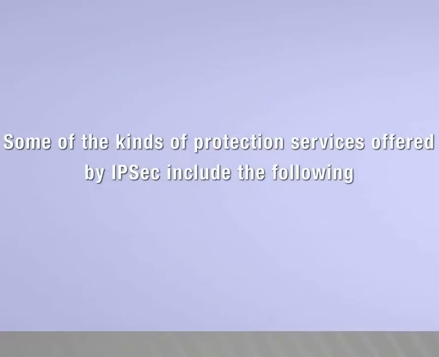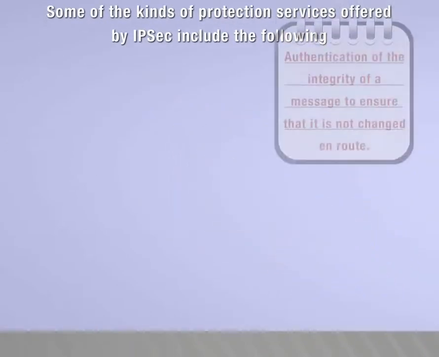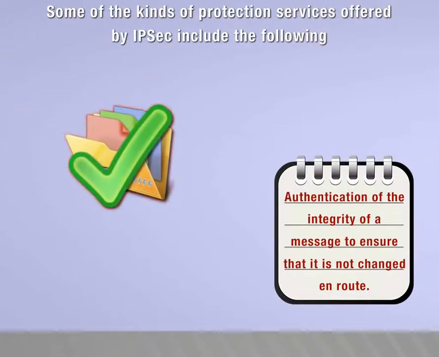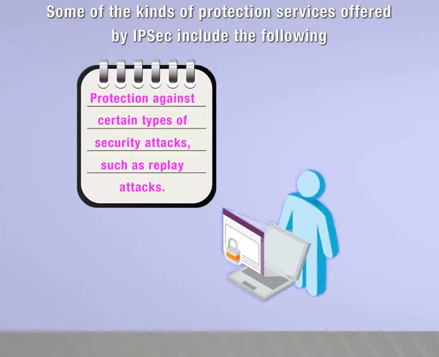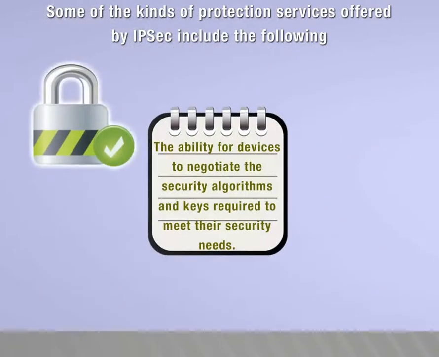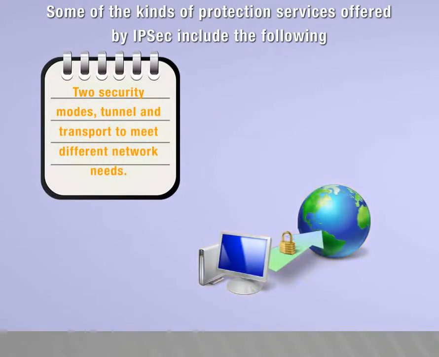Some of the kinds of protection services offered by IPsec include the following: encryption of user data for privacy, authentication of the integrity of a message to ensure that it is not changed en route, protection against certain types of security attacks such as replay attacks, the ability for devices to negotiate the security algorithms and keys required to meet their security needs, and two security modes, tunnel and transport, to meet different network needs.